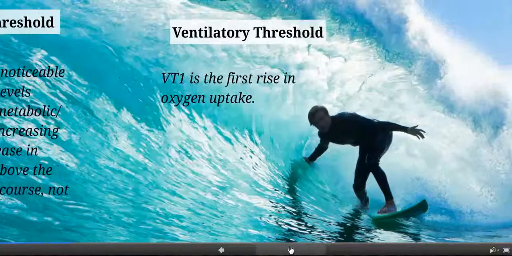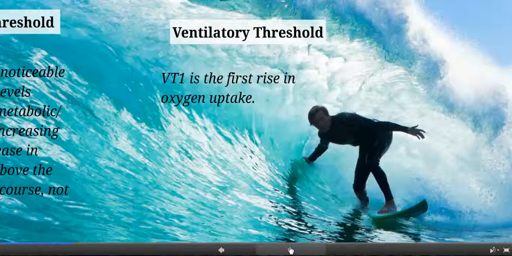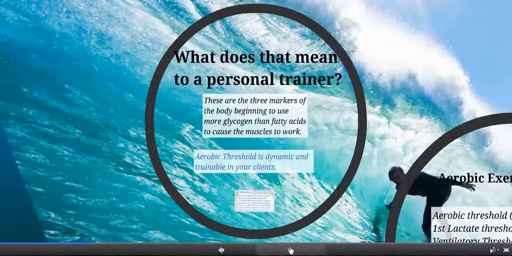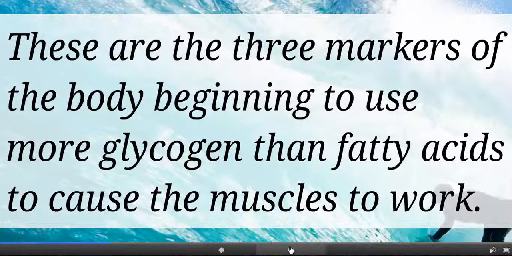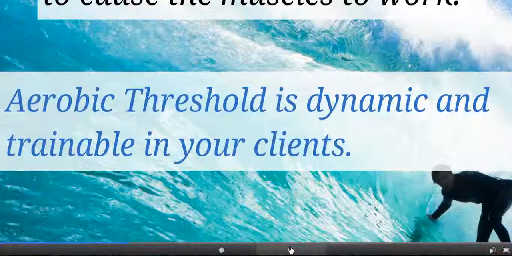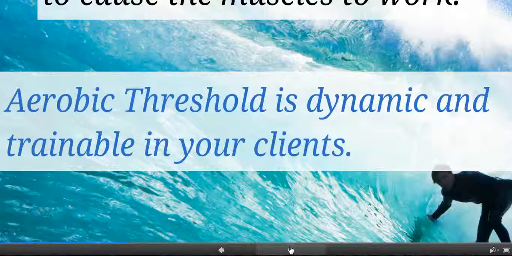The ventilatory threshold is the first rise in oxygen uptake, or when your client notices that they're starting to breathe a little heavier. So what does that mean to a personal trainer? These are the three markers of the body beginning to use more glycogen than fatty acids to cause the muscles to work. You need to know that it's dynamic and trainable in your clients. So if you want them to have better aerobic fitness, then you need to train at or above that threshold.